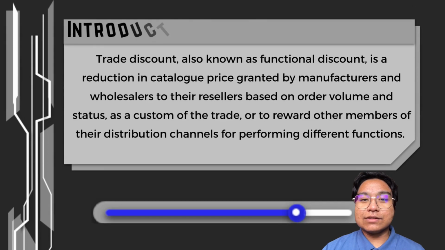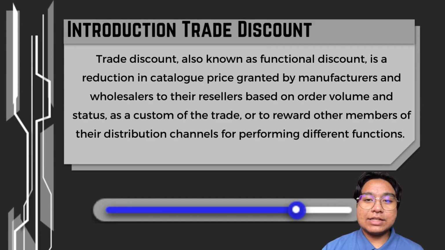Trade discount, also known as functional discount, is a reduction in catalog price granted by manufacturers and wholesalers to their resellers based on order volume and status, as a custom of the trade, or to reward other members of their distribution channel for performing different functions.